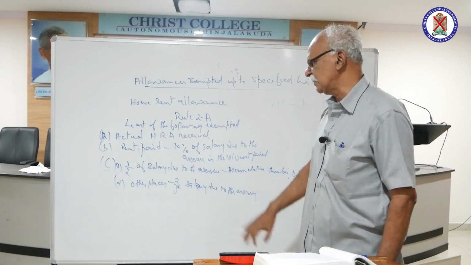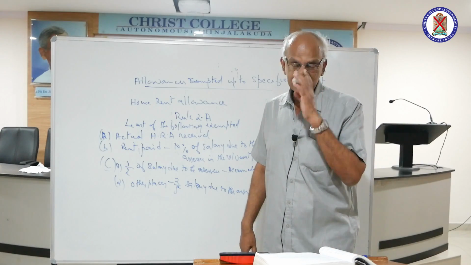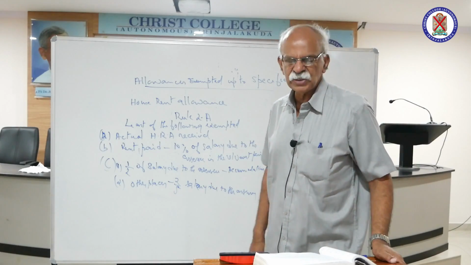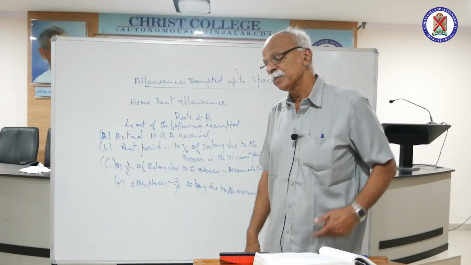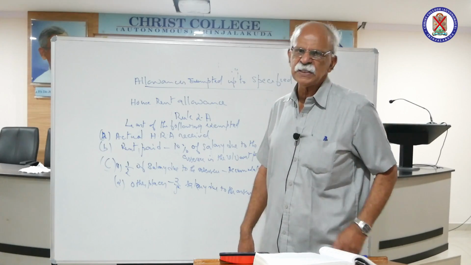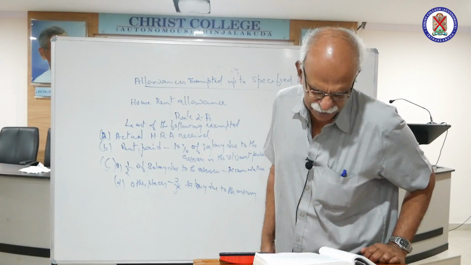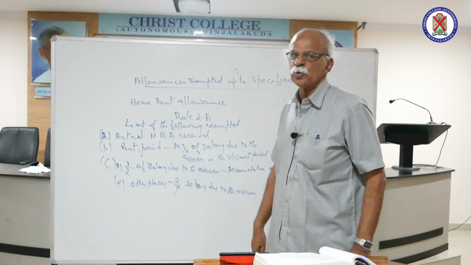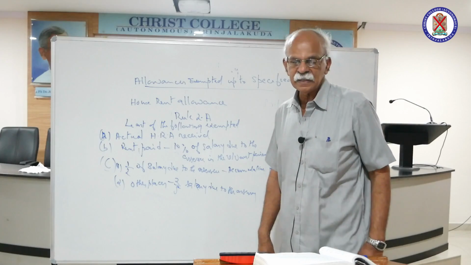The three clauses: first one is actual HRA received. Second is rent paid in the relevant period minus 10% of salary due to the assessee. And the third one is, if it is in the four big cities, 50% or 1/2 of salary due to the assessee, and if it is at other places, it is 2/5 or 40% of salary due to the assessee in the relevant period.